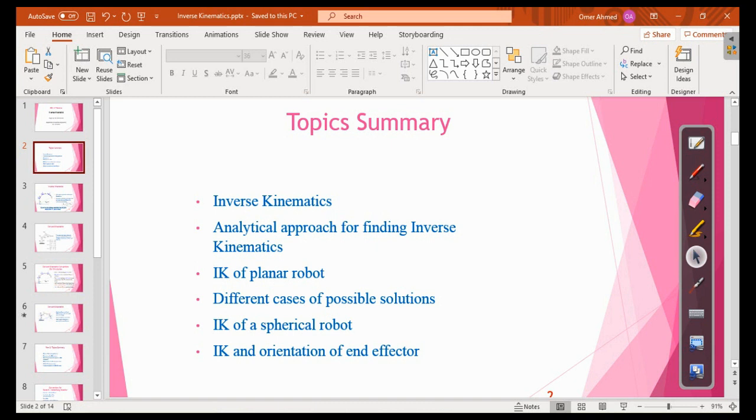We will start the development of the analytical inverse kinematics using a two link planar robot example. We will discuss different cases of possible solutions when solving inverse kinematics. We will develop the concept of workspace of a robot. Then we will test our understanding using another example of the spherical robot. We will conclude the lecture with the discussion of the orientation part of the inverse kinematics problem.